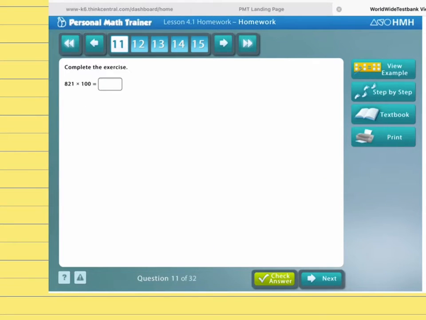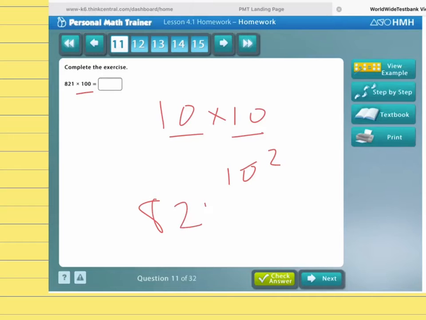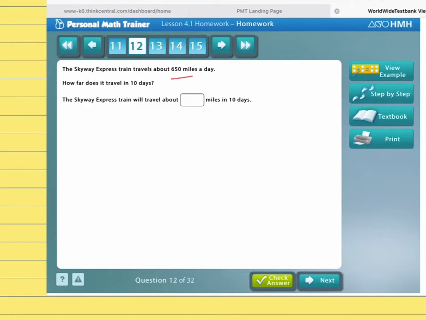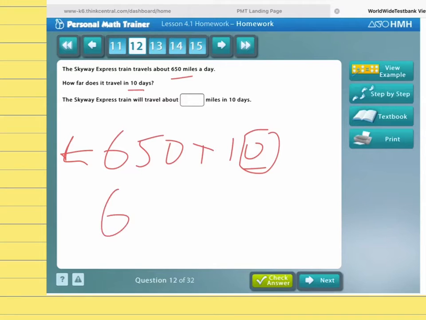Simple situation here, 821 times 100. 100 is 10 times 10, which is a double shift, which is 10 to the second power. So we're going to take the 821 and add 2 zeros to it to get 82,100. The number of zeros in the product will match the number of zeros in the factors. 650 miles a day, 10 days, you got 650 times 10, so we just take that 0 and we shift these digits one place to the left, and that turns into 6,500.